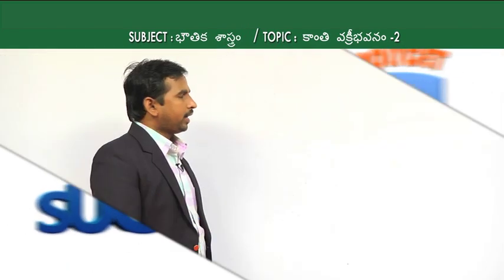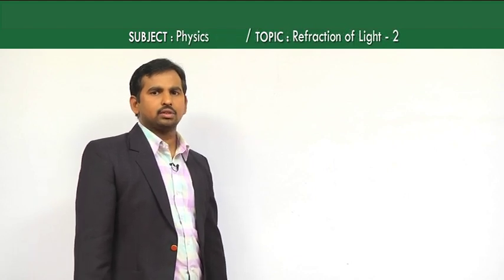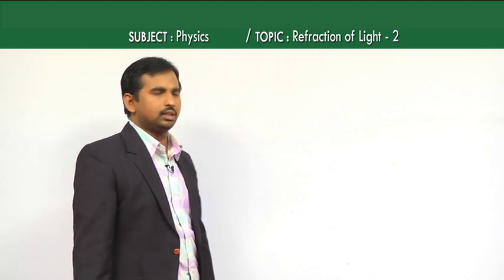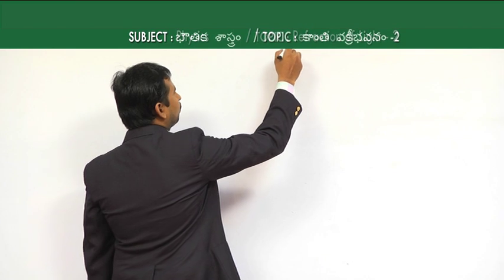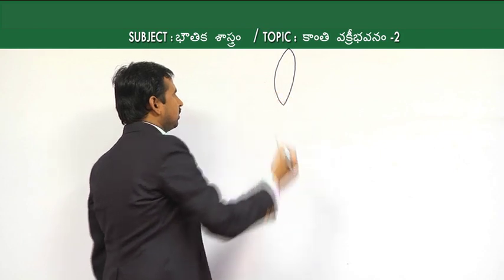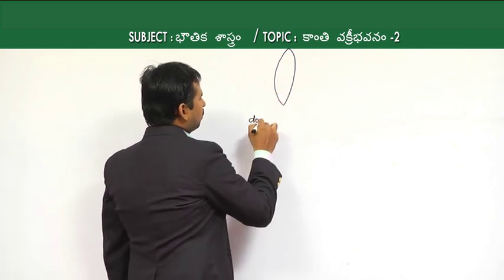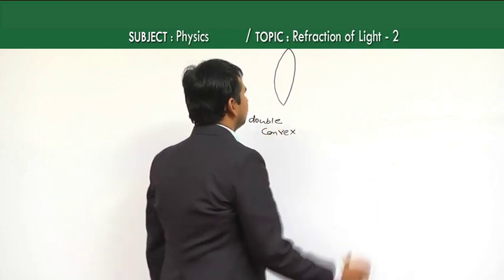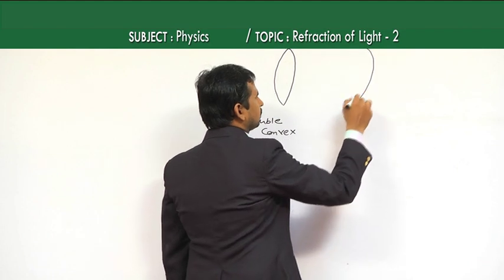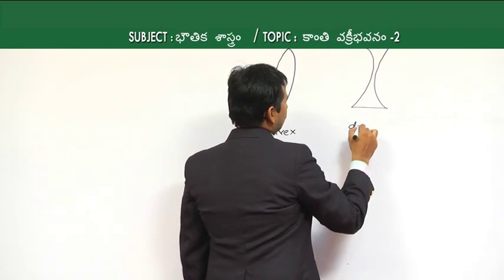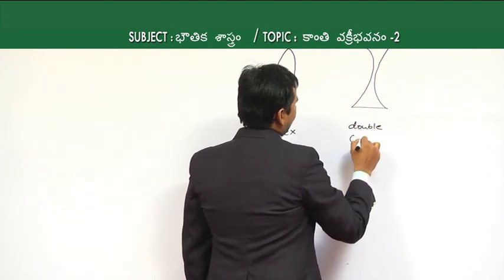Okay. Now, for activity purposes, in most of the cases we are using not simply a convex or concave lens, we are using a double convex or a double concave lens. Which means on both the sides we are taking the same nature of lens like this. This is called a double concave and double convex lens. This is double convex and double concave, like this. This is double concave.